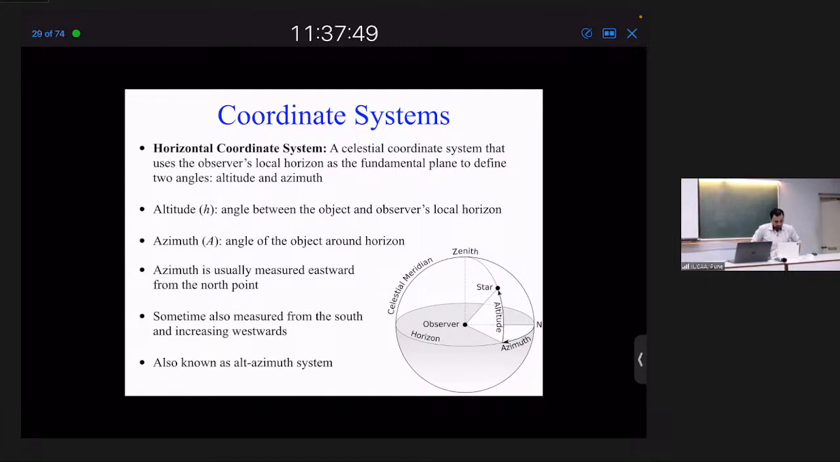So here the point is that suppose you have a base of the telescope which can rotate horizontally, and the telescope can move like this. Fine.